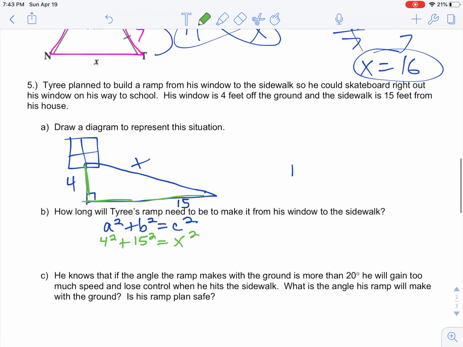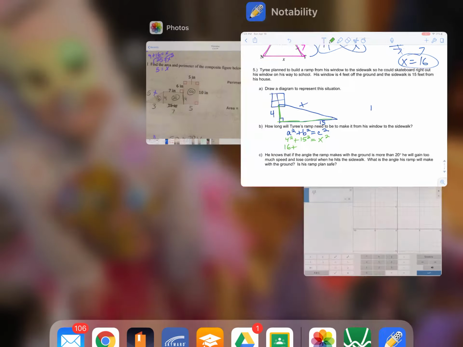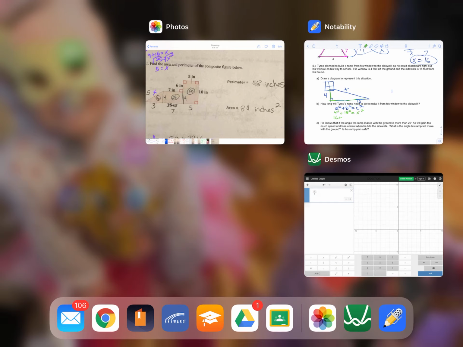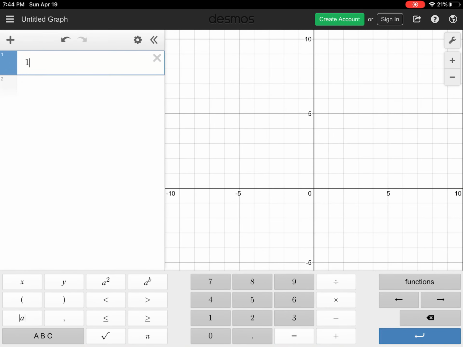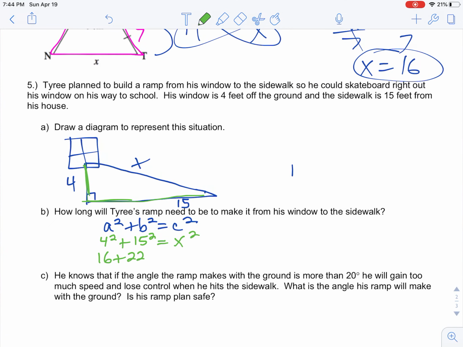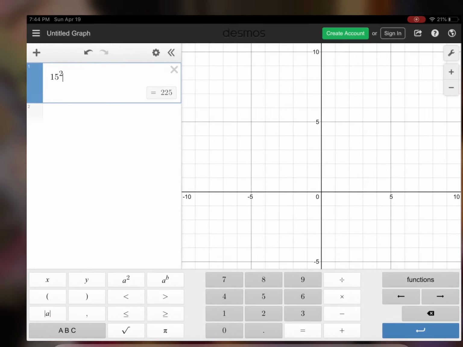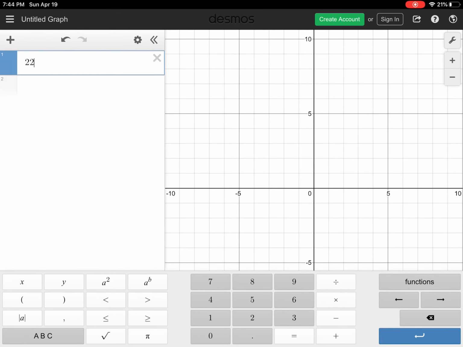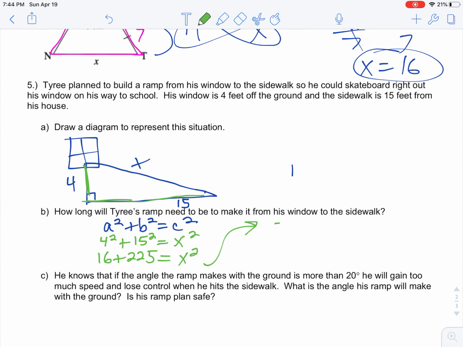And so now we're going to go ahead and solve for x. 4 squared really means 4 times 4, which is 16. 15 squared, I believe, is 225, but we can double check. 15 squared is 225. I was correct. So 225 plus 16 equals x squared. I'm running out of room, so let's add those together. 225 and 16 will give us 241. So 241 should equal x squared.